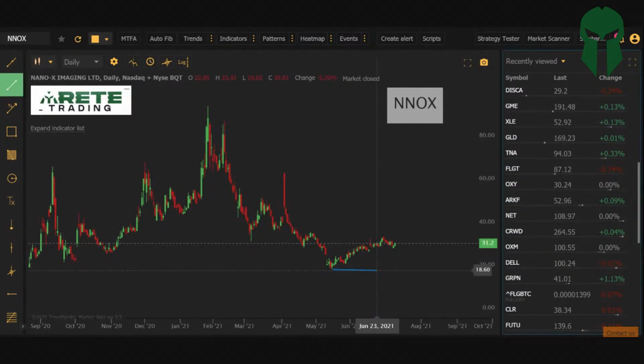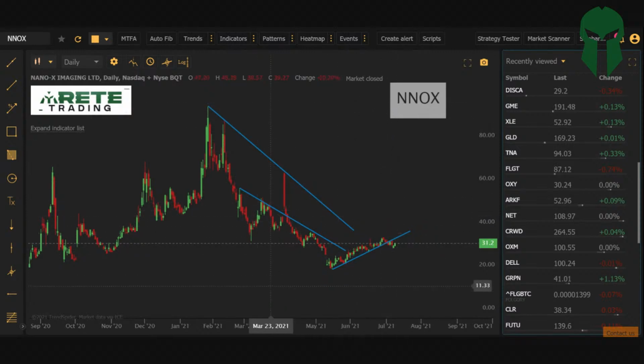Now, if I was in this, I'd be very concerned. I've already broken this level. I could bounce up here, fail, and come back down. So I've broken my rising wedge. I would completely avoid this. Even if you take out the anomaly, which is very hard to do because it's very substantive, and you can actually see it from up here, you're still in a downtrend. So I would avoid this.